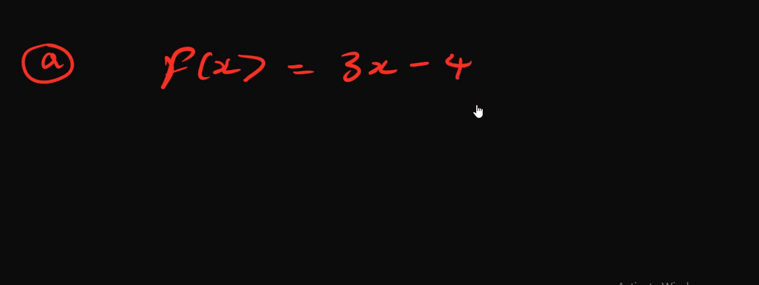So the first example I'm going to give is this one. Let's say I have f of x is equal to 3x minus 4. So I'll write my solution like that. For a function to be a one-to-one function, f of x1 should be equal to f of x2. So in this case, this is what we are going to say.